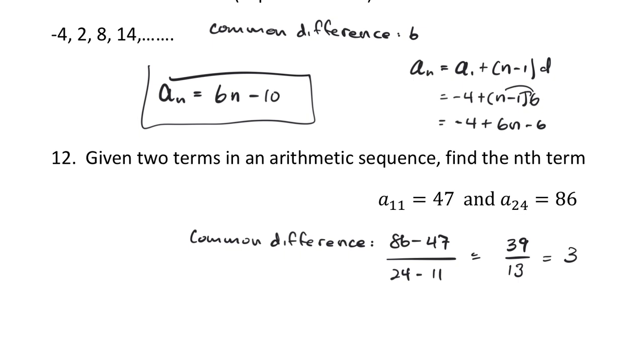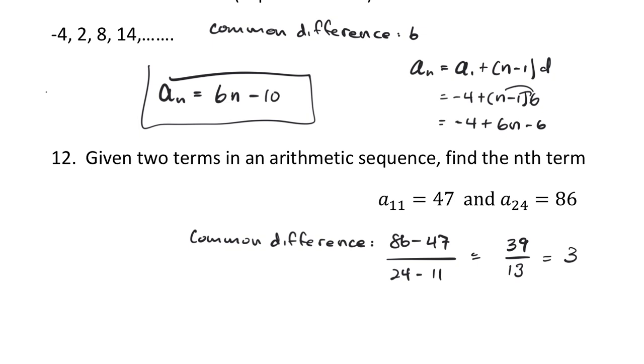So we could actually use this formula because we know the common difference. We don't know the first term, but we know, for example, that the 11th term when n equals 11 is 47. So we could plug a 47 in here and an 11 here and a common difference of 3 to solve for that first term. That's one way we could do this.